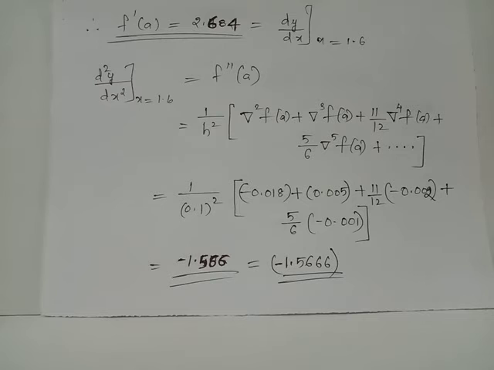We have the standard formula to find out f double dash of a as 1 by h square times del square f of a plus del cube f of a plus 11 by 12 del raised to 4 f of a plus 5 by 6 times del raised to 5 f of a plus etc. Giving the specific values here, we will obtain f double dash of a equals minus 1.566 approximately. Thus, using derivative formulas of Newton's backward interpolation, we obtained dy by dx at x equals 1.6 is 2.684 and d square y by dx square at x equals 1.6 is minus 1.566.